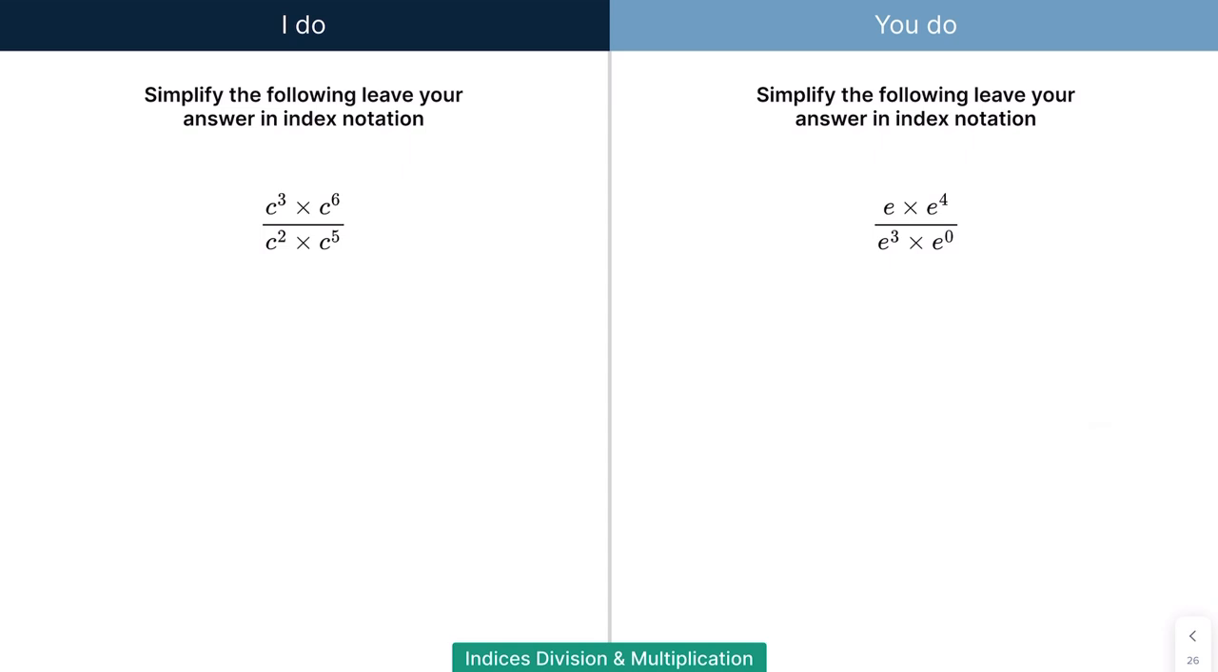So moving on, now we've got to tidy the top and the bottom up. The top will become c to the power of 9. The bottom will become c to the power of 7. Now I'm just going to subtract the 2, so that'll be 9 minus 7. So the final answer is c squared. Again, hopefully you pressed pause and had a go at this. So that's the power of 1. That's e to the power of 5 at the top, e to the power of 3 at the bottom, because you're doing 3 plus 0, which is 3. And this then becomes e to the power of 5 minus 3, which then becomes e squared.